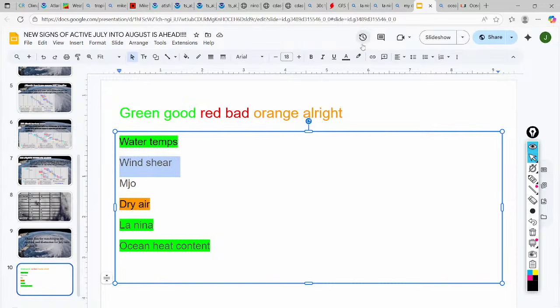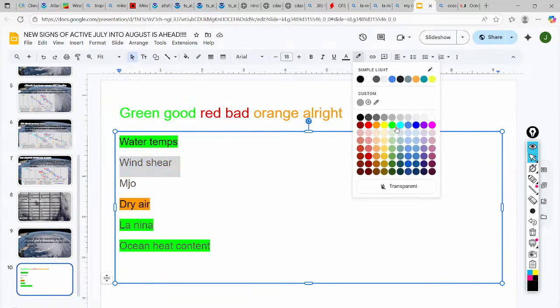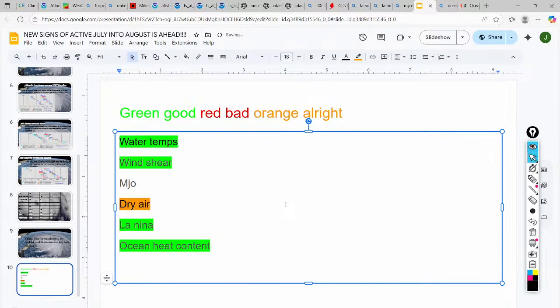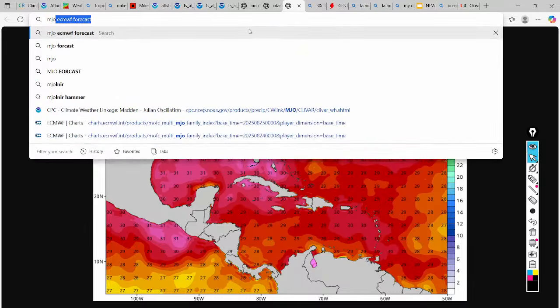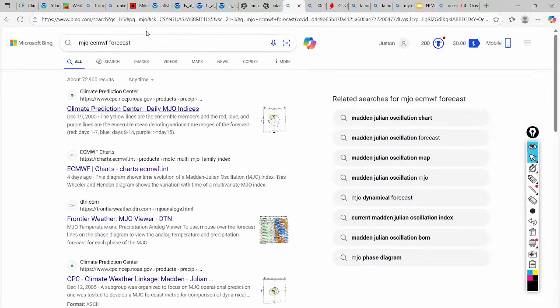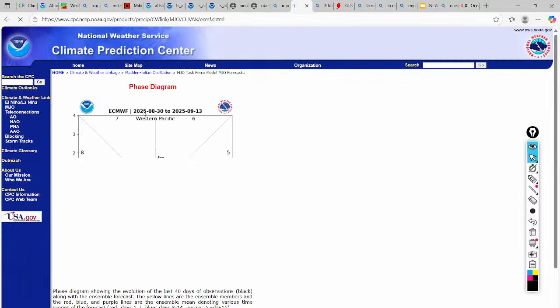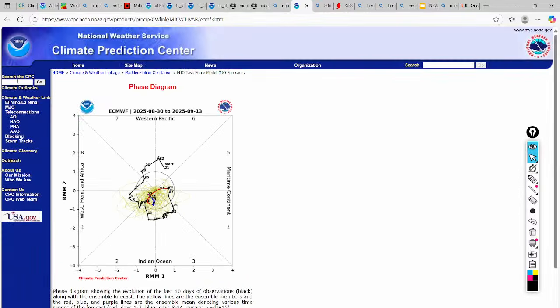Okay, we're going to put that for that. The shear is pretty good right now. There's not too much shear. There are a little bit of fluctuations, but this is generally the look. And then we haven't even looked at one thing, the MJO. We haven't even got there yet. We've been talking about the Atlantic in every way possible.